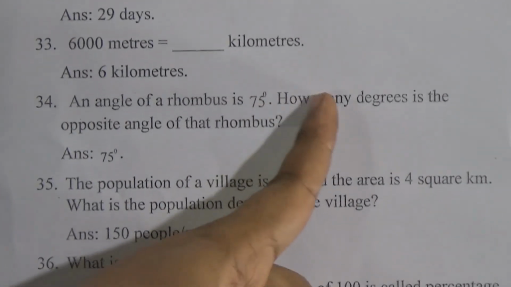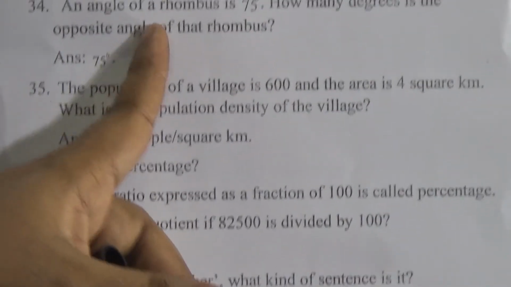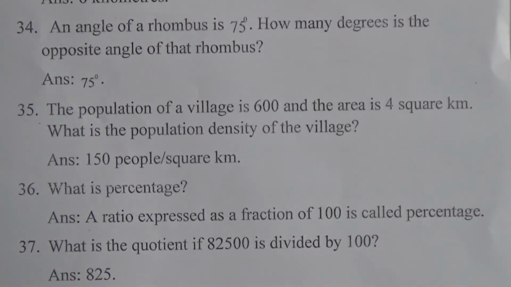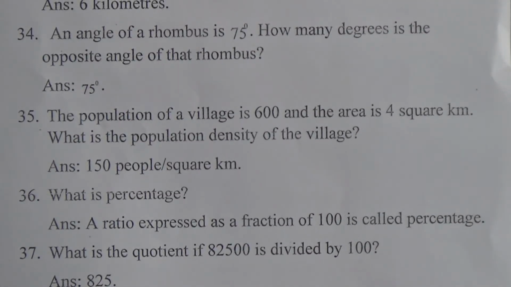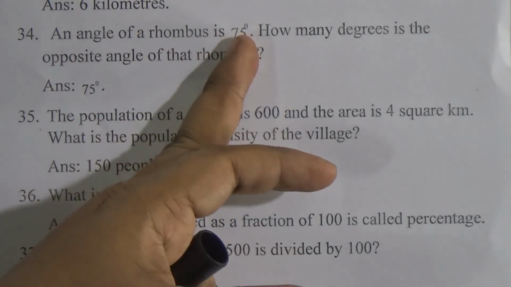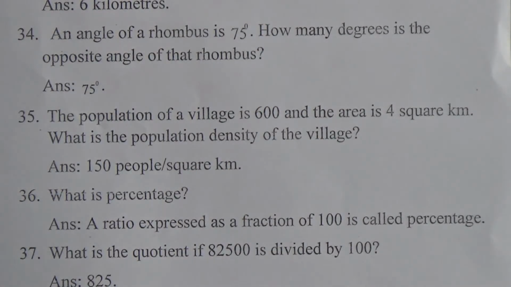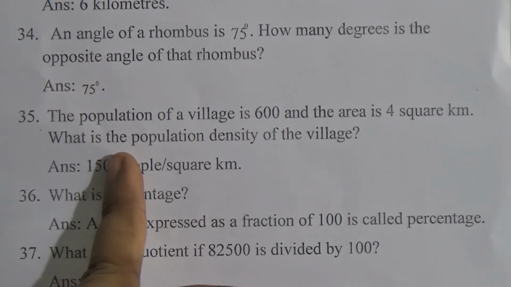34. An angle of a rhombus is 75 degree. How many degrees is the opposite angle of that rhombus? We know that opposite angles are equal of a quadrilateral. So rhombus is a quadrilateral, its opposite angles must be equal. One angle 75 degree, the opposite angle must be 75 degrees. So 75 degree will be the answer.